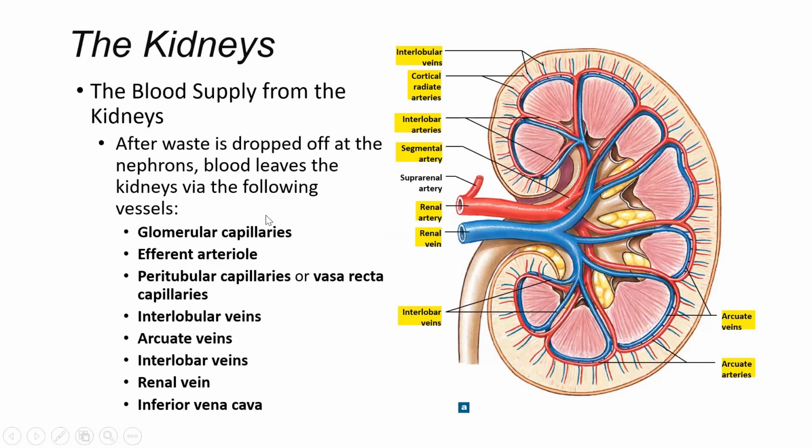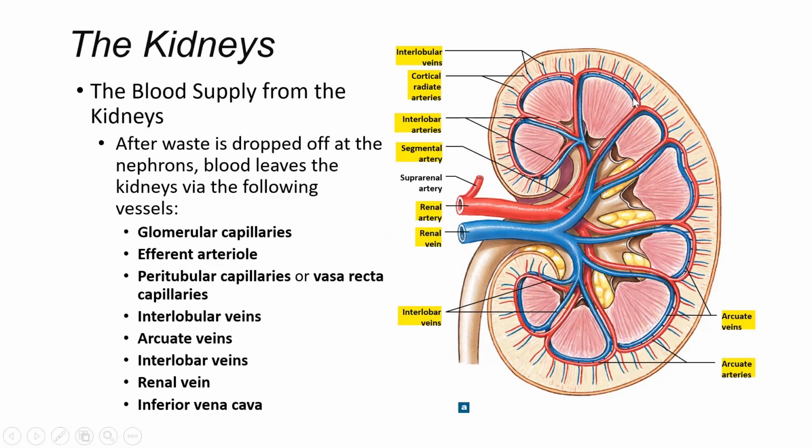Let's look at some of the venous structures here. So after that waste is dropped off in the nephron, we then have these vessels branching toward the venous structures and sending that blood back towards the inferior vena cava. So we start with the efferent arteriole, so that vessel that's moving away from the glomerulus and back towards the venous structures here. Then we go to the peritubular capillaries, or the vasa recta.